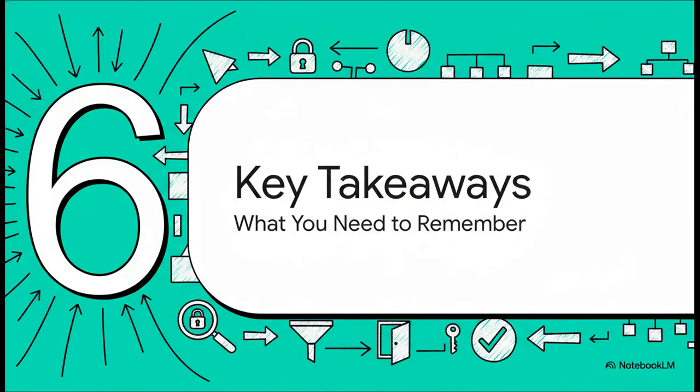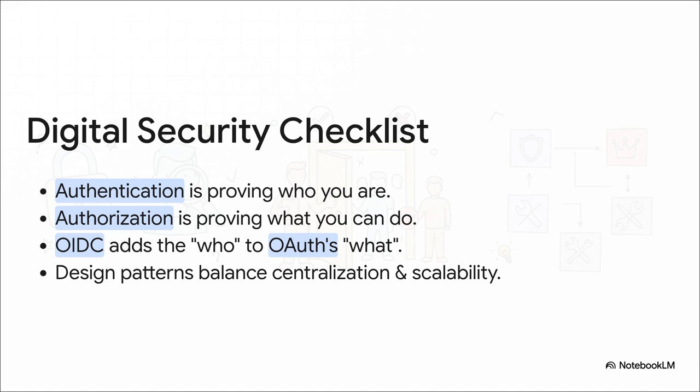Wow, okay, we have covered a lot of ground. So let's just boil it all down to the absolute essentials you need to remember. Here it is, your digital security checklist. Number 1. Authentication is proving who you are. Number 2, authorization is proving what you can do. Number 3, OIDC is the identity layer that adds the who on top of OAuth's what. And finally, remember that when you're designing systems, there's always a trade-off between having central control and being able to scale up.